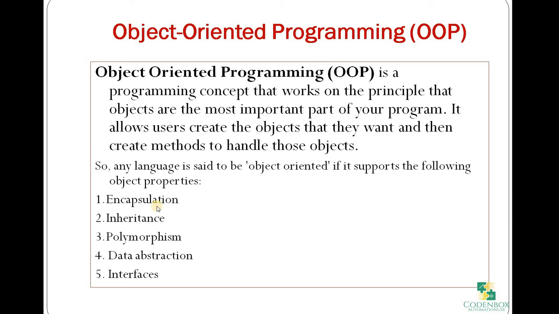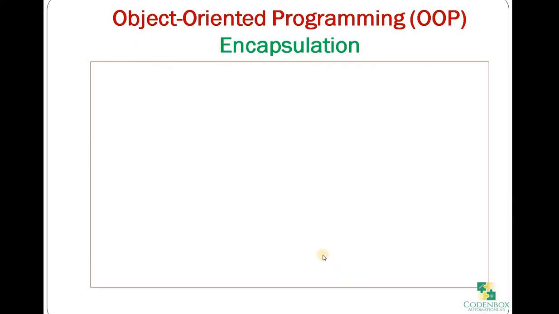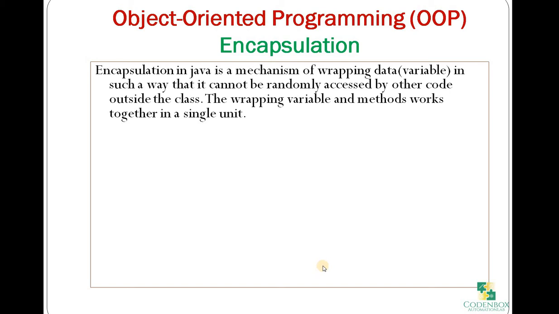Okay, so first is encapsulation. Before we talk about encapsulation, let's see the definition. Encapsulation in Java is a mechanism of wrapping data or variables in such a way that they cannot be randomly accessed by other code outside of that class. So the wrapped variables and methods work together in a single unit.